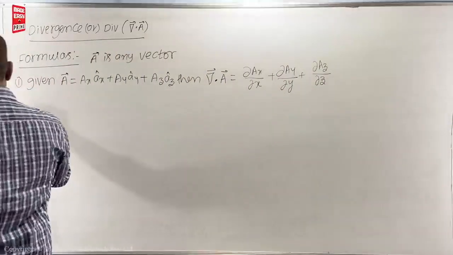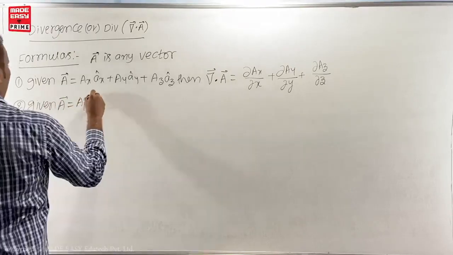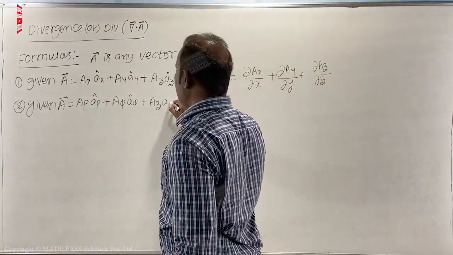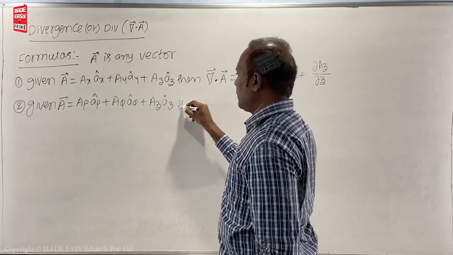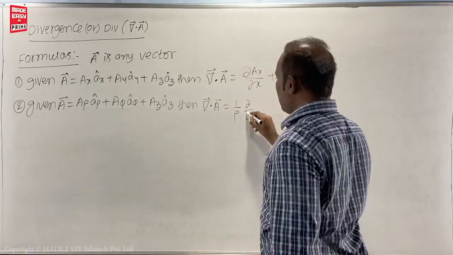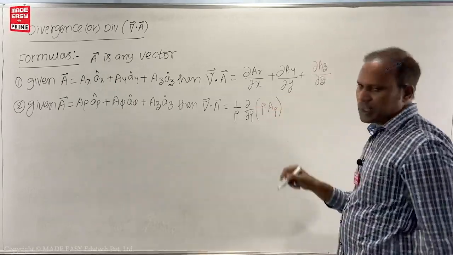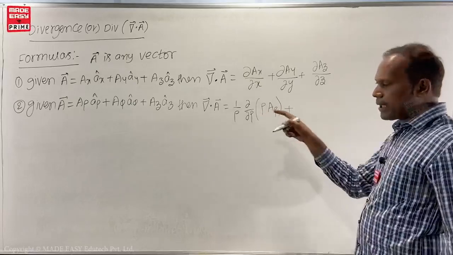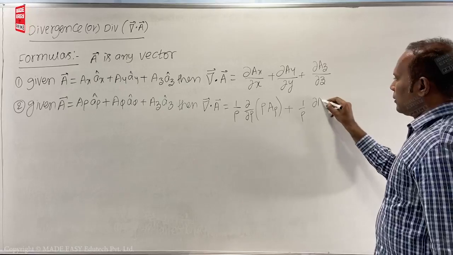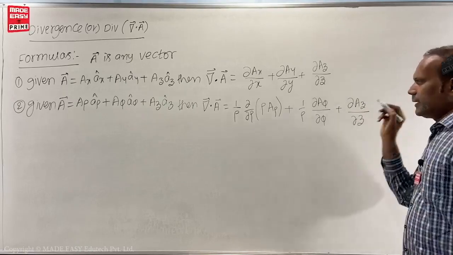Now the second formula. A bar vector has rho component, phi component, then Z component, that means a rho phi Z system. Then divergence of A bar is equal to 1 by rho into dou by dou rho of rho A rho. You take the rho component and multiply with rho, then partially differentiate with rho, and again 1 by rho is there. This is coming from derivation. Big derivations are there in mathematics. And then plus 1 by rho dou A phi by dou phi plus dou AZ by dou Z.